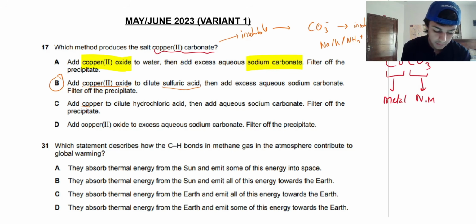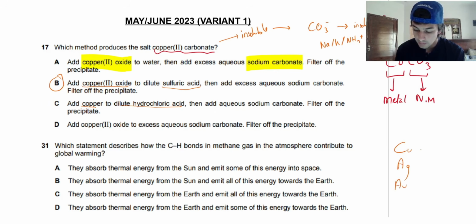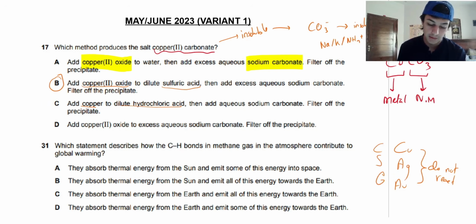Next we have add copper to dilute hydrochloric acid. Now copper, silver, gold, these three metals do not react with acid. You need to keep that in mind for chemistry. So we call these the CSG metals, okay? They're not going to react with acid, so there's no point. Then we add copper oxide to aqueous sodium carbonate, filter off the precipitate. Now this is also going to be wrong because copper oxide is not soluble.